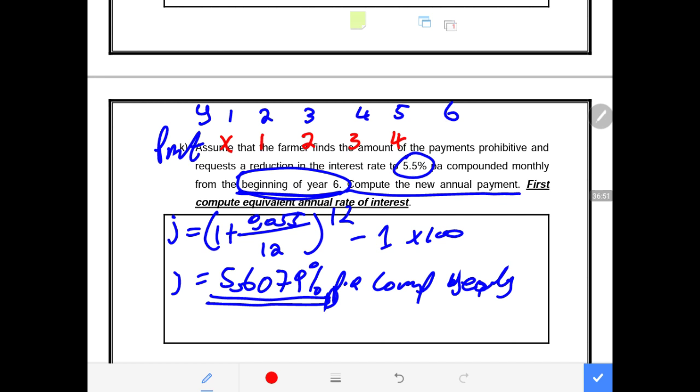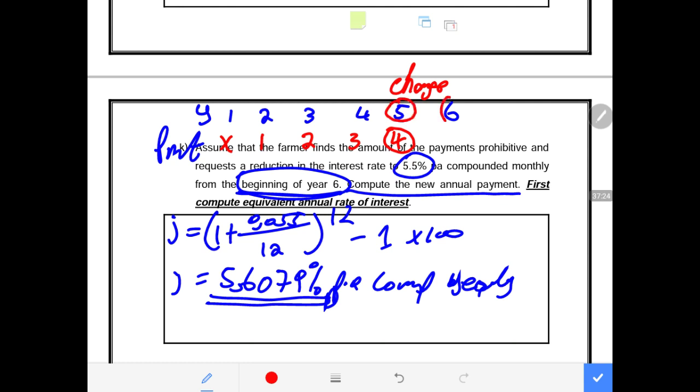So in this case, the interest changed at the end of year 5. And what do you mean by end of year 5? Remember, closing balance of year 5 becomes opening balance of year 6, which goes up to the end of year 6. So I'm saying the interest changed after payment number 4 was done. Meaning the interest changed at the end of year 5, which is beginning of year 6.